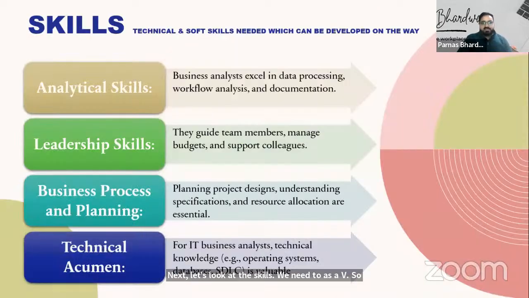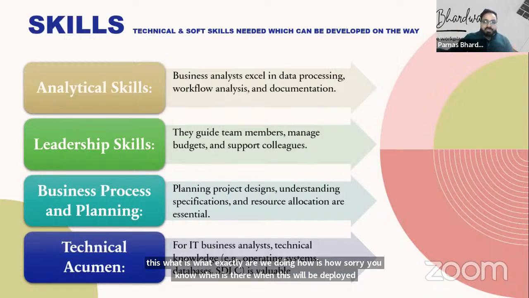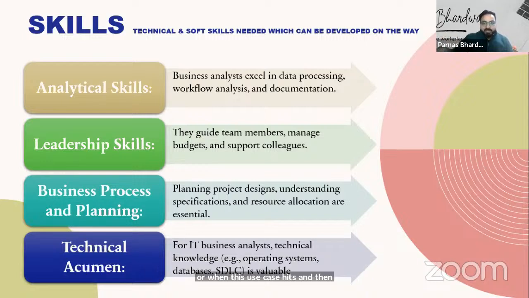Next, let's look at the skills that we need as a BA. First of all, it's analytical skill. Analysts use Excel, data processing, workflow analysis, and documentation. When we talk about documentation, there is an approach which most BAs follow, called 5W2H, which stands for why, what, when, where, who, and 2H means how and how much. Why is this happening? Why are we doing this? What exactly are we doing? When will this be deployed, or when does this use case hit? Where will we be deploying it? It can be a platform or a software. Then how much, and how exactly are we going to do it.